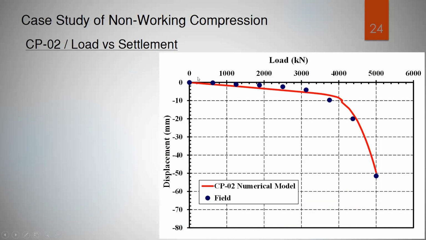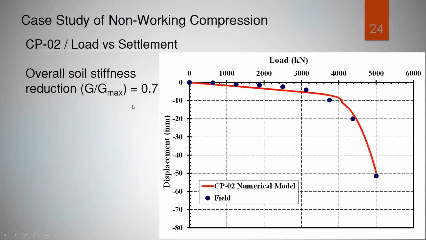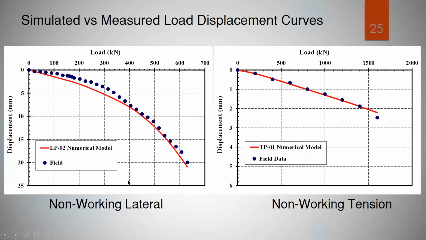This is the output. The red line is the output from Plaxis, and these points are the field data. We have a good matching at a reduction factor equal to 0.7. Also, this is an example for lateral and tension. We have here also a good matching for both.